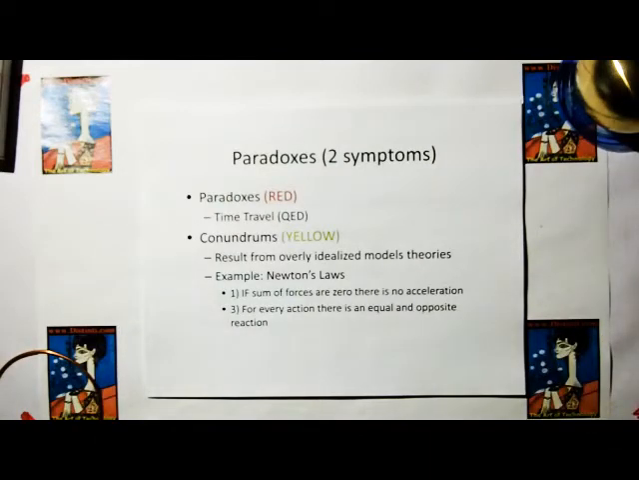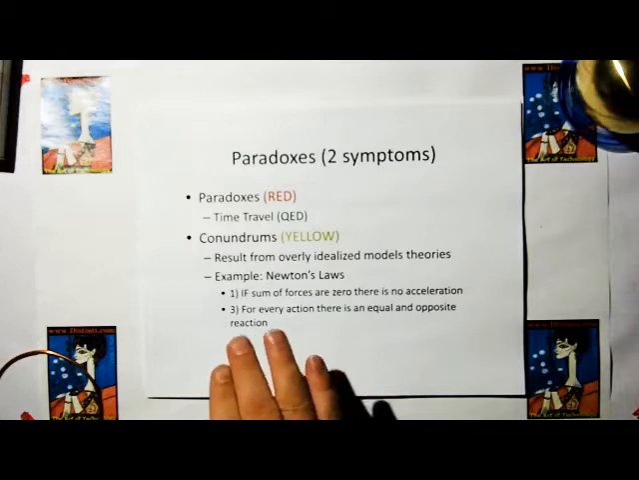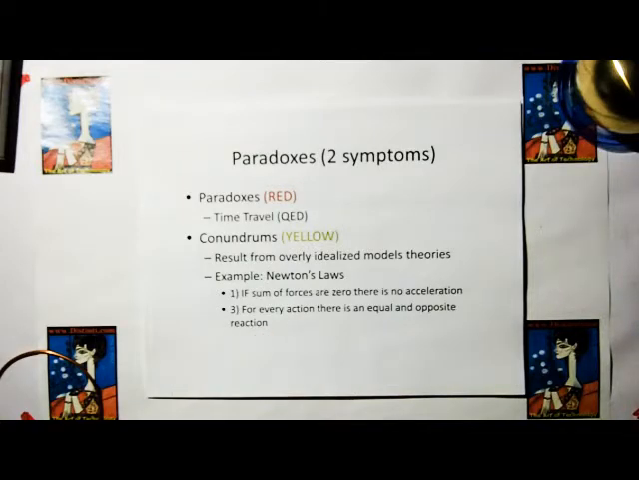Okay, for paradoxes, we have 2 symptoms. We have paradoxes in general, like time travel. I'm not going to cover that. You probably know that pretty well. Conundrums. A conundrum is like a paradox, and we're going to discuss conundrums in upcoming videos in Newton's laws. You can go look up the definition of conundrum, but it results from an overly idealized model or theory. So they're usually salvageable.